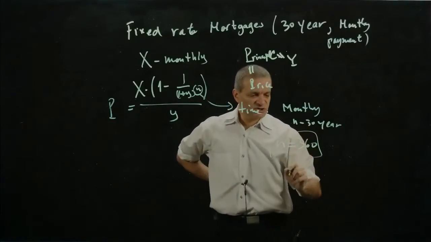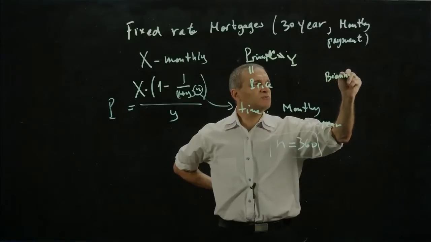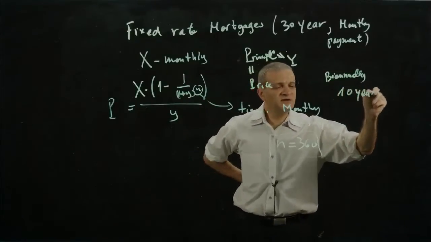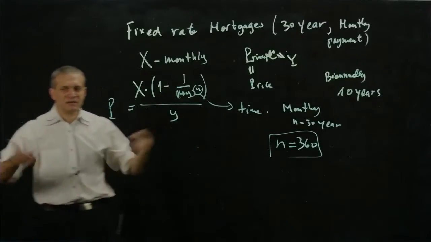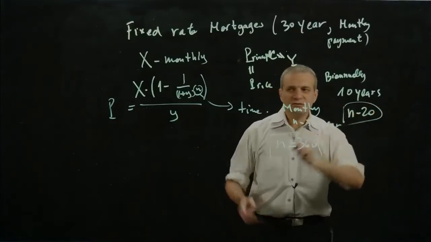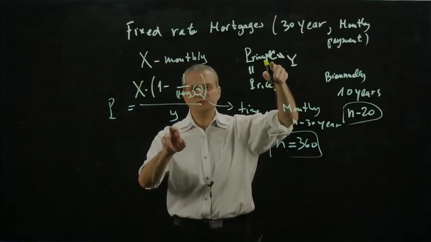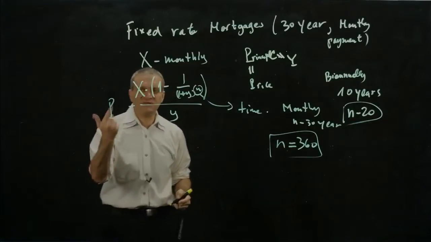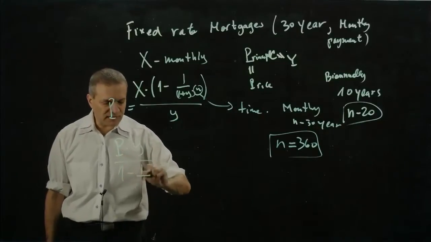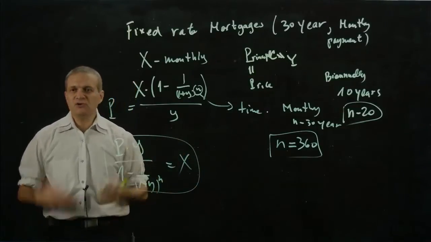Now, if your mortgage is not paid monthly but, let's say, paid biannually, so every 6 months you get a payment, and let's say it's a 10-year mortgage, so every half a year you pay the bank a certain amount. Since it's biannual, N is going to be 20. So this N encodes the maturity of the mortgage. This Y equals the coupon, and this X is your payment. So if you know P, you can solve for X. You can say P times Y divided by 1 minus (1 plus Y) to the power of minus N equals X. So given P, Y, and N, you can find the mortgage payment.